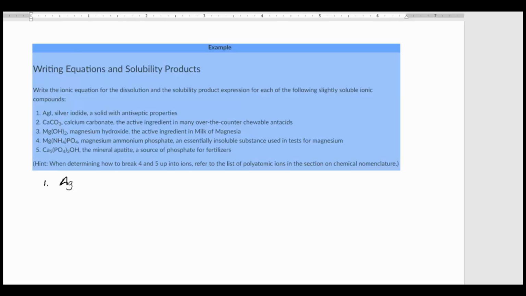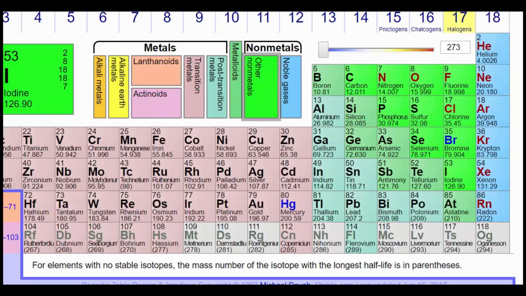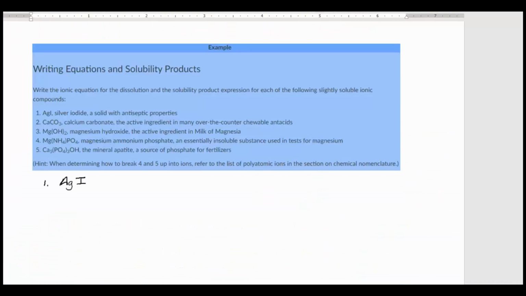So here we have silver iodide. Now, iodine is a halogen located right over here. Hopefully you can see my cursor on the periodic table. Because of that, it has a -1 charge. That means my silver also has a +1 charge in order to make this ionic compound neutral. So this is how we would break up. Now the solubility product expression would then be dependent on the concentration of the products, like this.